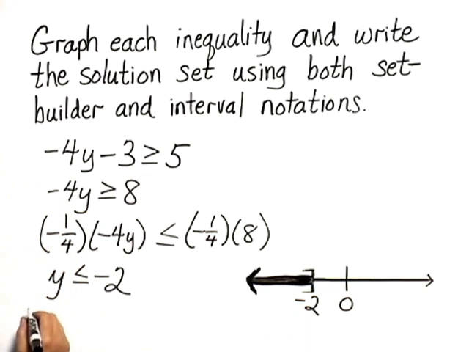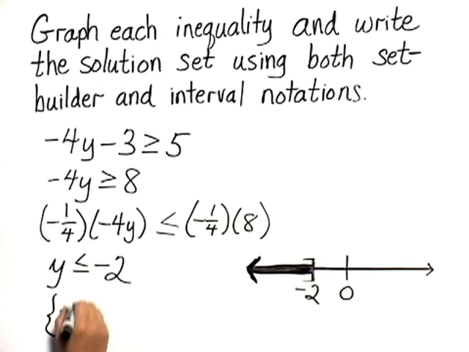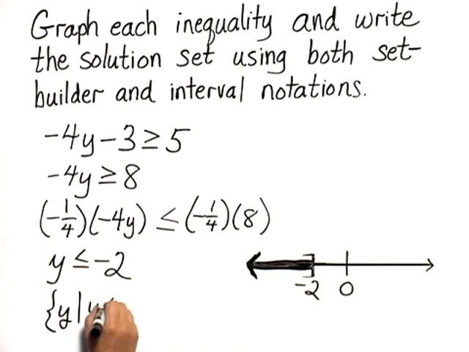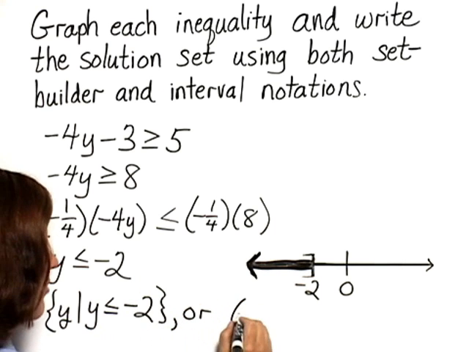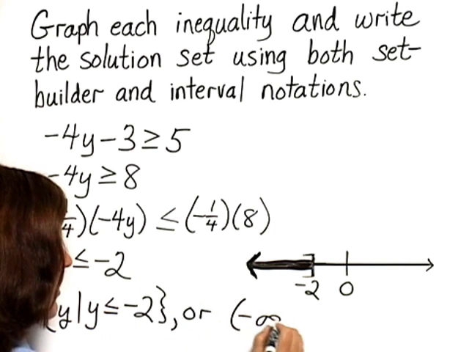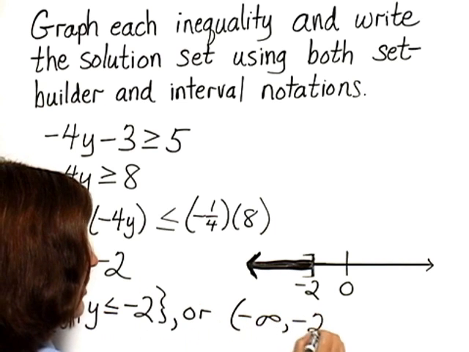The solution set in set builder notation is then the set of all y such that y is less than or equal to negative 2. And in interval notation, we have the set of numbers from negative infinity to negative 2, including negative 2.